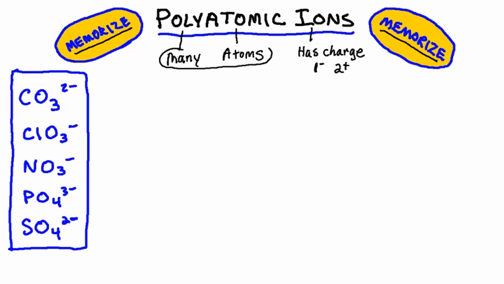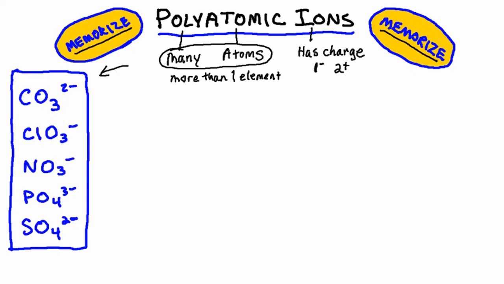So there's going to be more than one atom of something. A lot of times that means there's going to be more than one element in the compound. As you can see over here in the box, we have carbon and oxygen, chlorine and oxygen, nitrogen and oxygen, phosphorus and oxygen, and sulfur and oxygen.